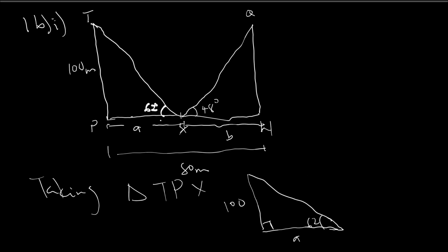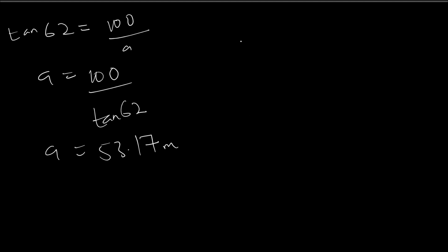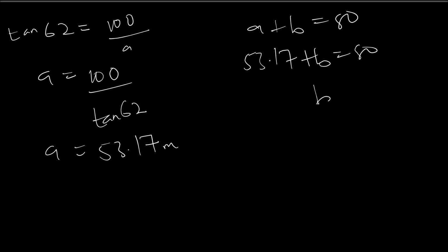But then we are being asked to find QW. So from here to here is 53.17, and the whole of this is 80. So then we know that A plus B is equal to 80. And A is 53.17, so 53.17 plus B is equal to 80. So our B becomes 80 minus 53.17. Hence, B is equal to 26.83.